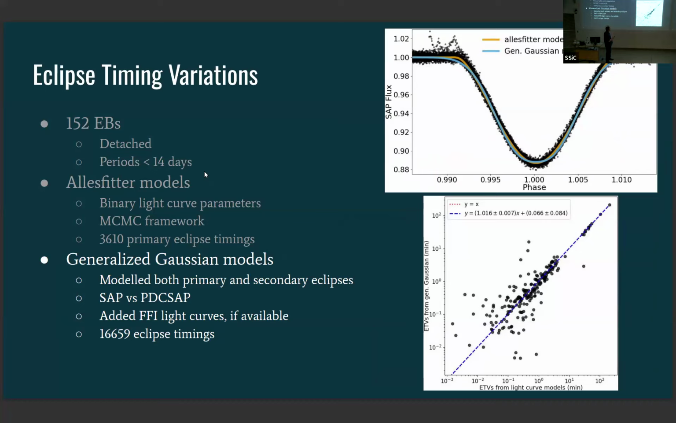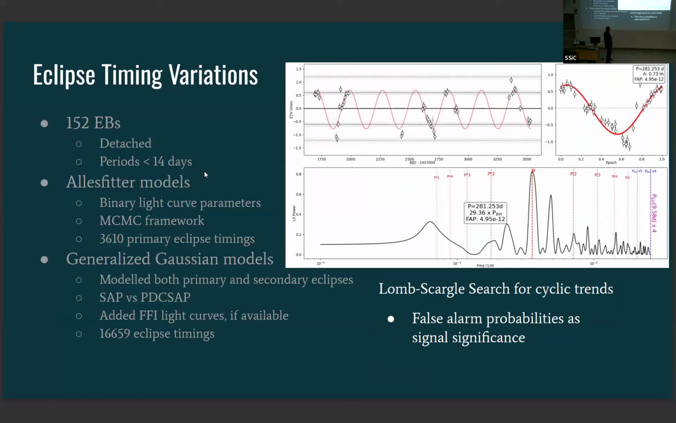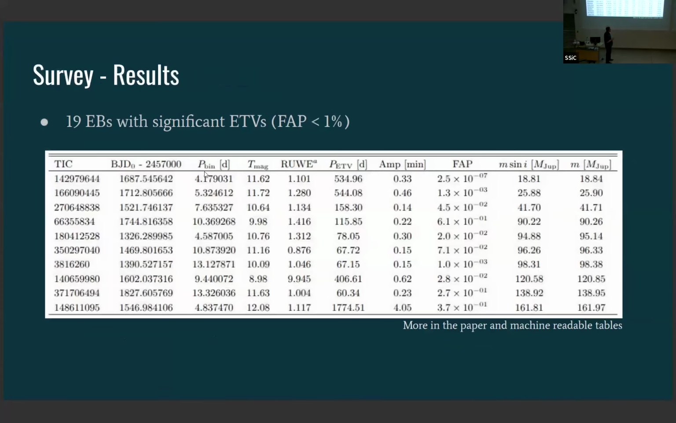In general, these two methods agree well with each other, with some slight differences as well. We produced the eclipse timing data for our targets and ran a Lomb-Scargle search to see if there are some cyclic trends. And we used false alarm probabilities as signal significance. And we found 19 of those targets to have false alarm probabilities less than 1%.